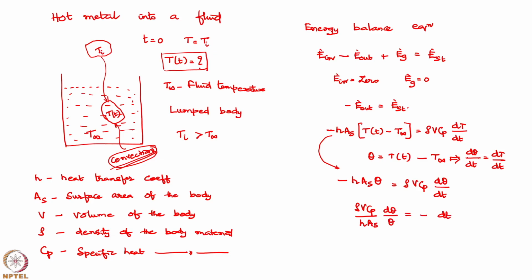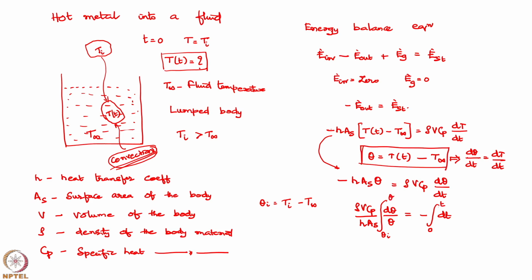All these are constants, so I can integrate between the limits. I start from time t equal to 0, and at any instant t I want the temperature, that is T. I am starting from theta i, where theta i is Ti minus T infinity, that is the initial value, to theta, where theta is defined here. So this is what I get.